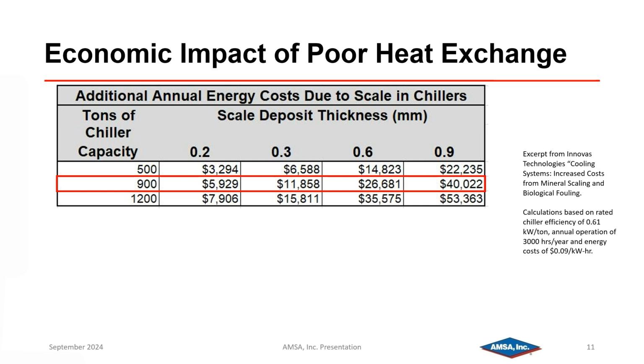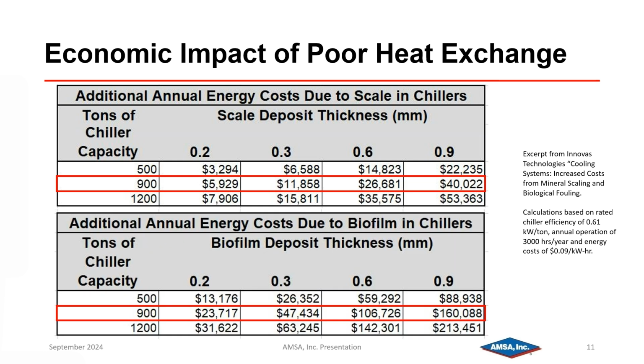You can see that for a chiller with 900 tons of chiller capacity, if a scale deposit thickness of 0.2 millimeters is present, it takes nearly $6,000 of additional energy to deliver the cooling efficiency needed. If there is a deposit thickness of 0.9 millimeters, the cost increased to $40,000.